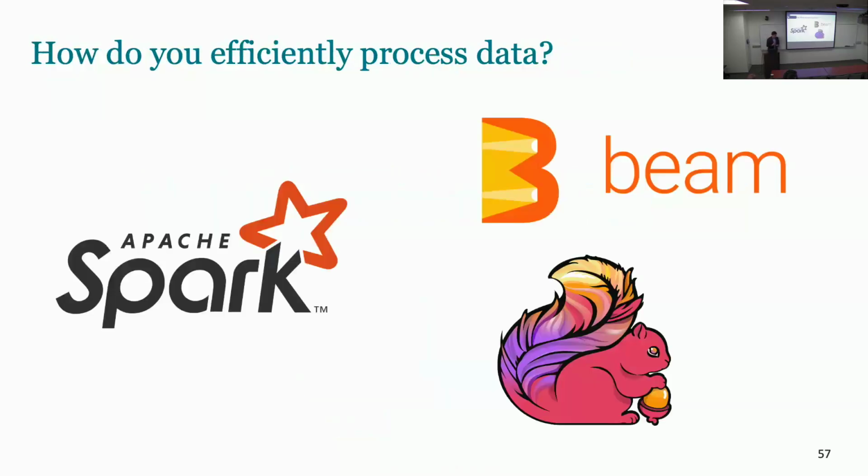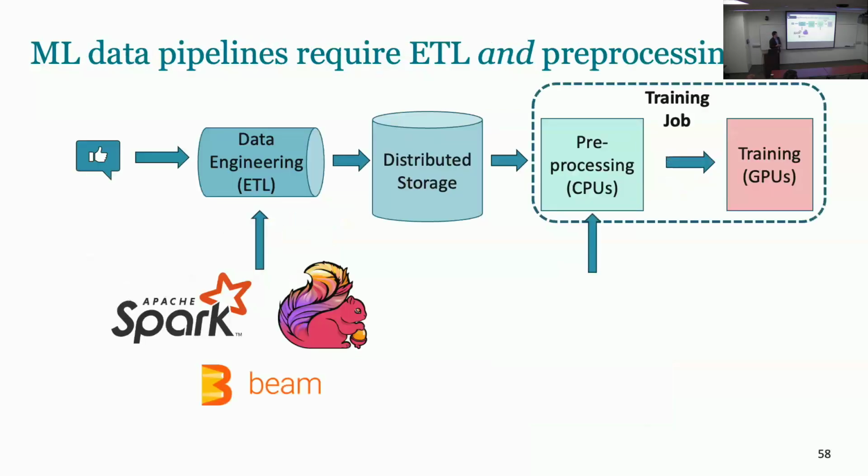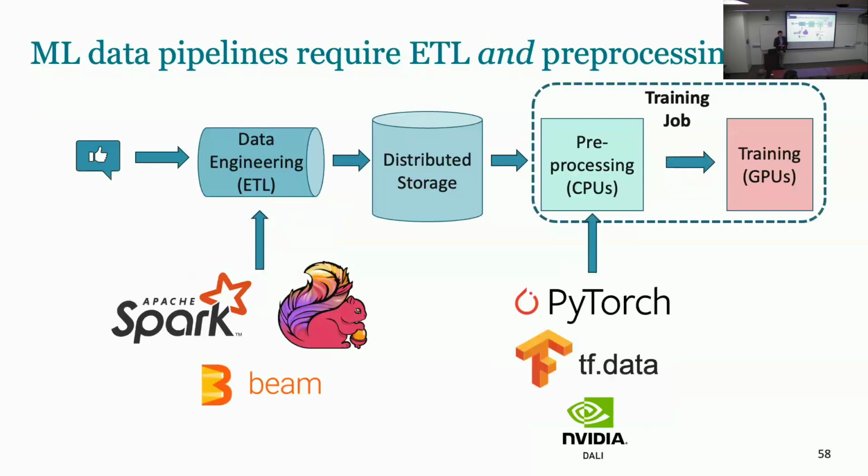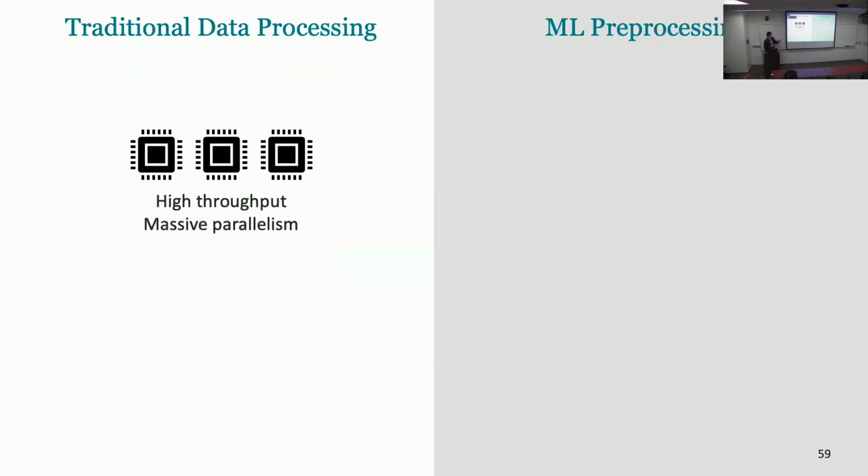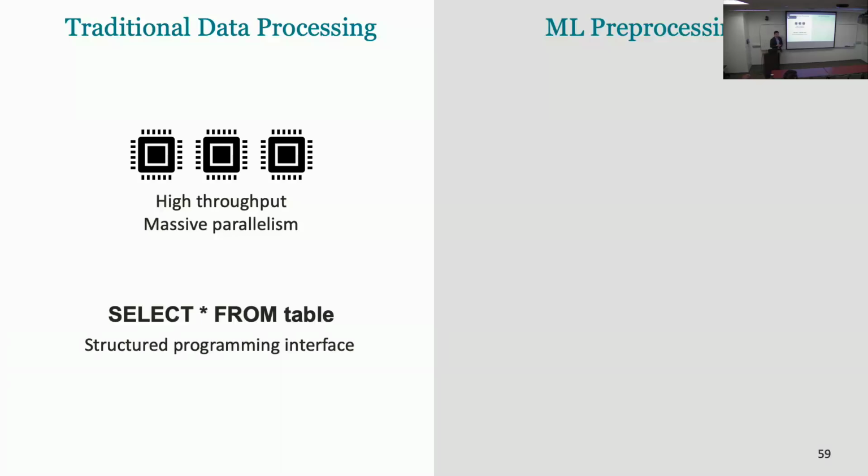So one option to efficiently process a lot of data is to use traditional engines like Spark, Beam, or Flink. And as I hinted at earlier, these engines are used in this training pipeline specifically for the data engineering or offline ETL step. But for the online pre-processing step, we typically use other frameworks like PyTorch data loaders or TensorFlow data. This is because traditional data processing has distinct requirements from ML pre-processing. In traditional data processing, we really care about high throughput, massive parallelism, and getting results as fast as possible. And we're able to program these workloads using very structured interfaces like SQL.